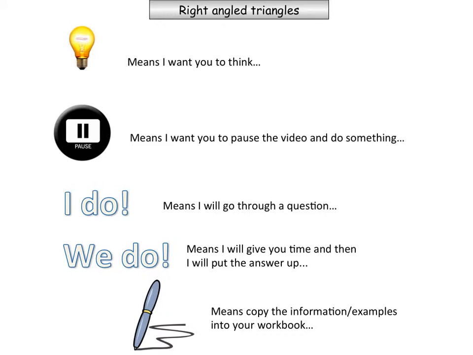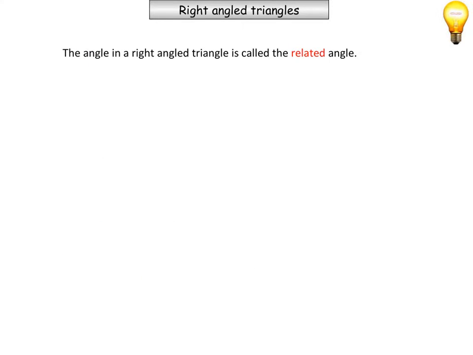Hi guys, welcome to this video where we'll have a look at right angled triangles and naming sides based on a particular angle. We've had a look at right angled triangles a couple of years ago when we had a look at Pythagoras' theorem. Now we're going to have a look at right angled triangles and have a look at a particular angle. So the angle that we look at in a right angled triangle is called the related angle.